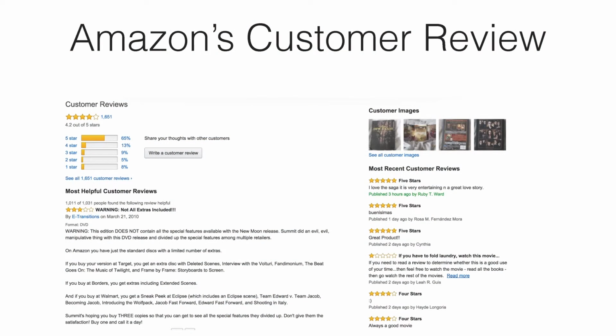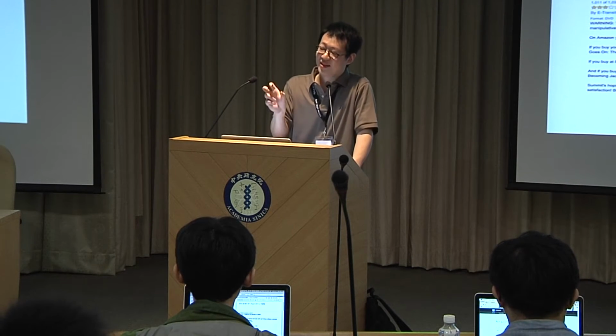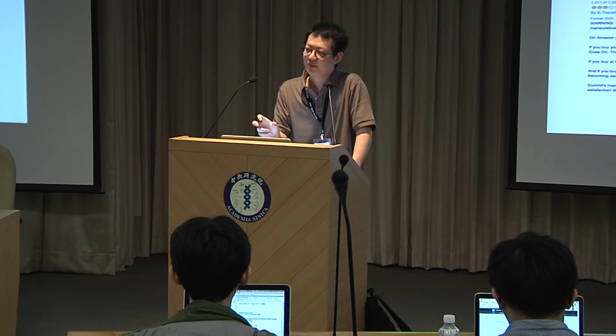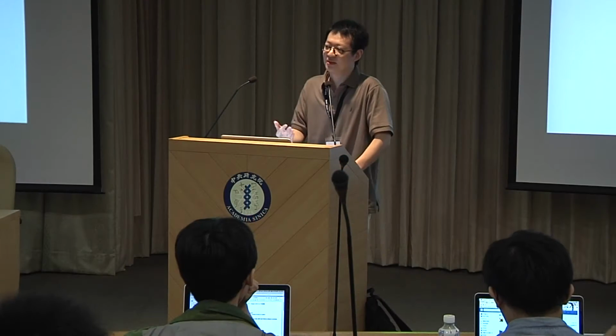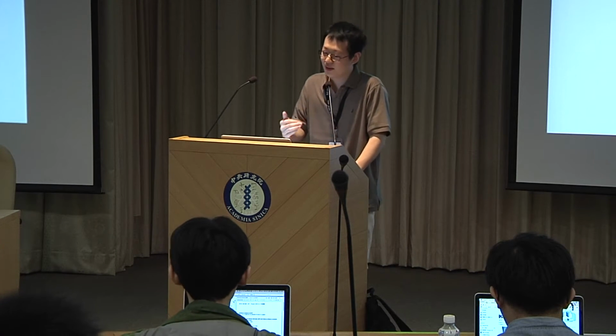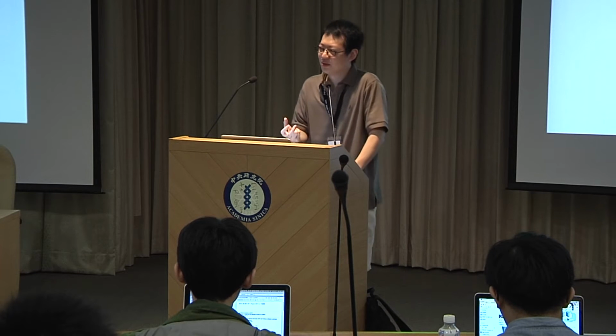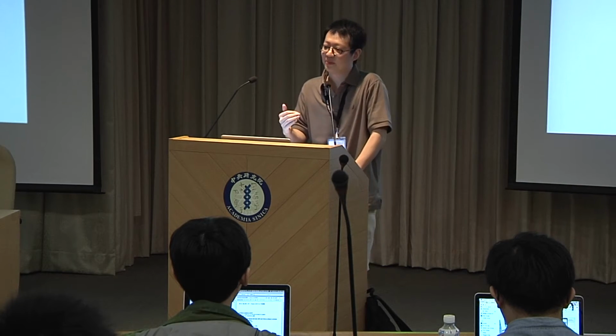Basically, it means that we go to Amazon's customer website. You can see some reviews. We want to use sentiment analysis to check whether the customer provided positive reviews or negative reviews. For Twitter, you can also use sentiment analysis to check your followers' replies. In case you are a celebrity, you have thousands of followers, you cannot check all of the replies from your followers. So you want to use some techniques to check whether our followers like our product or not.